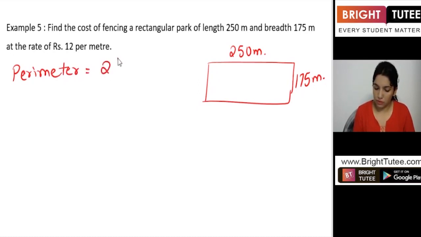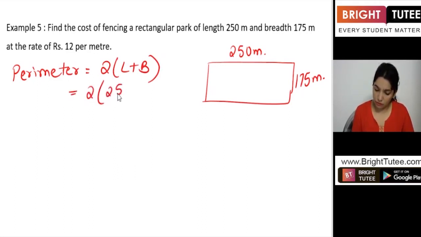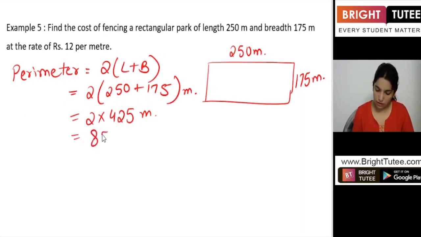So perimeter is equal to 2 times length plus breadth. I hope now you're very confident to use this particular formula to find the perimeter of a rectangle. Right. So this is 2 times 250 plus 175. This is in meters. So 250 added to 175 is equal to 425 meters. Now 425 meters times 2 gives 850 meters. So this is the perimeter of this particular rectangular shape.